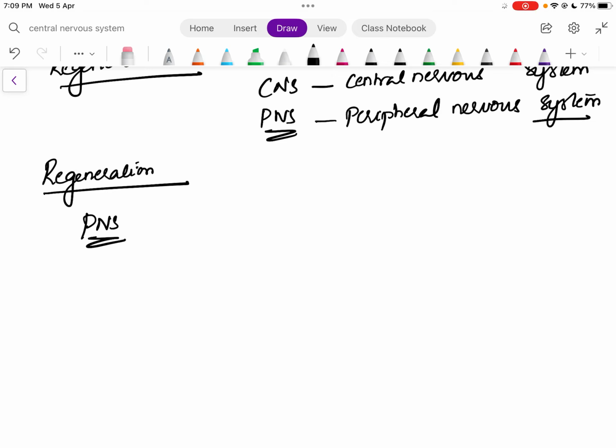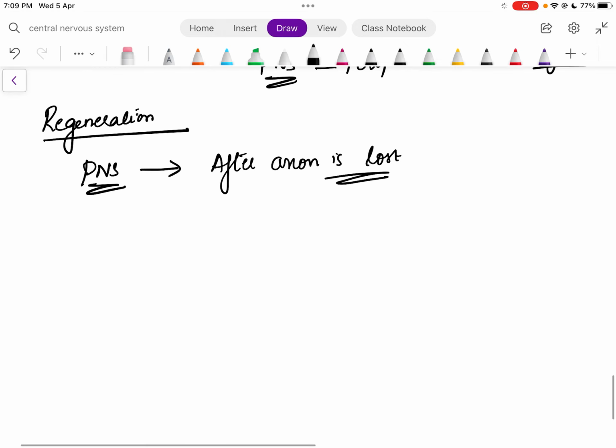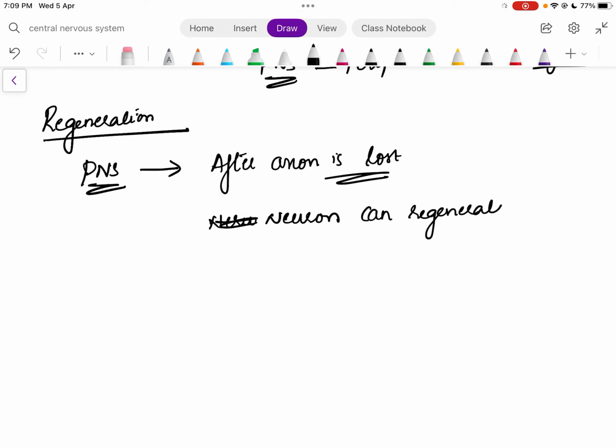So, the PNS, that is the peripheral nervous system. After the axon is lost, that is the distal part of the axon is lost, then what will happen? These neurons can regenerate a new axon.